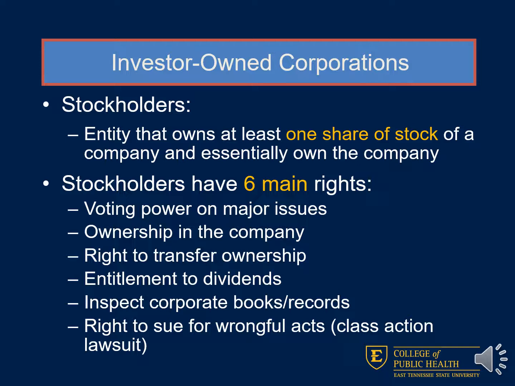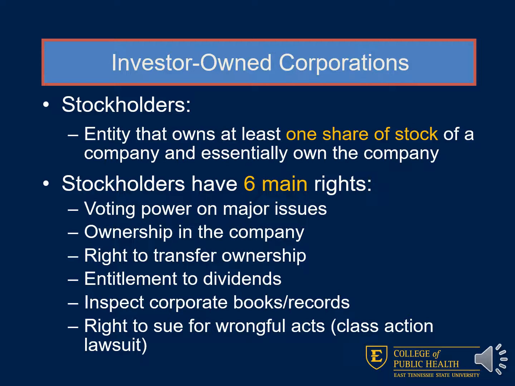So the first thing I want to talk about here, you can review what a stockholder is, and essentially it's a person who owns one share of stock of a company. But stockholders have 6 main rights, and I want to make sure to cover them through this module. Now, the first right of a stockholder is the voting power they have on major issues with an organization, and that includes electing positions like your board of directors, your president, the trustees, positions like that.